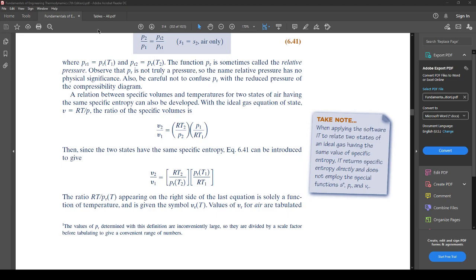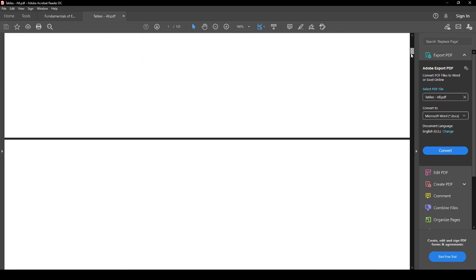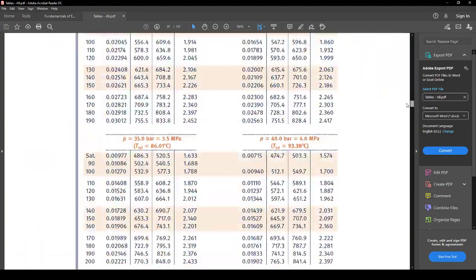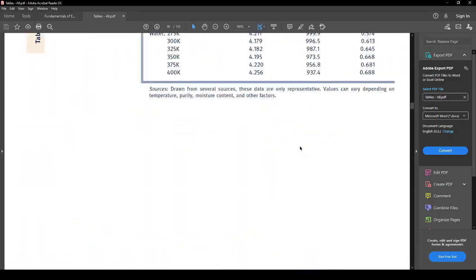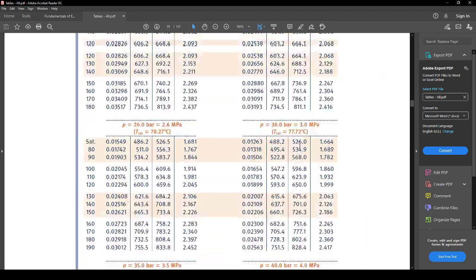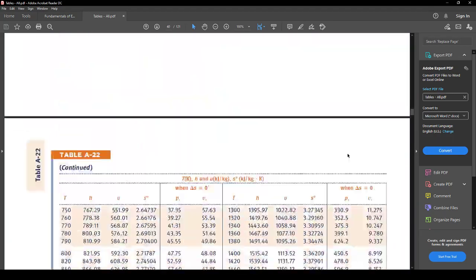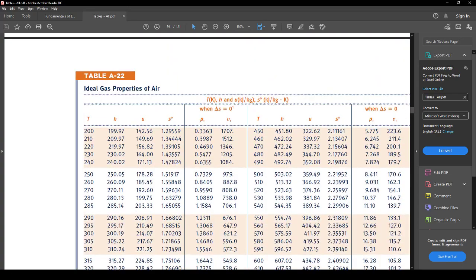And why this is important, if you guys remember, when we looked at the air table, which I will go and find, we were right here. Nope, A-22, I'm a little off. I've passed it there. So if you guys see here, pr and vr are listed in the table.